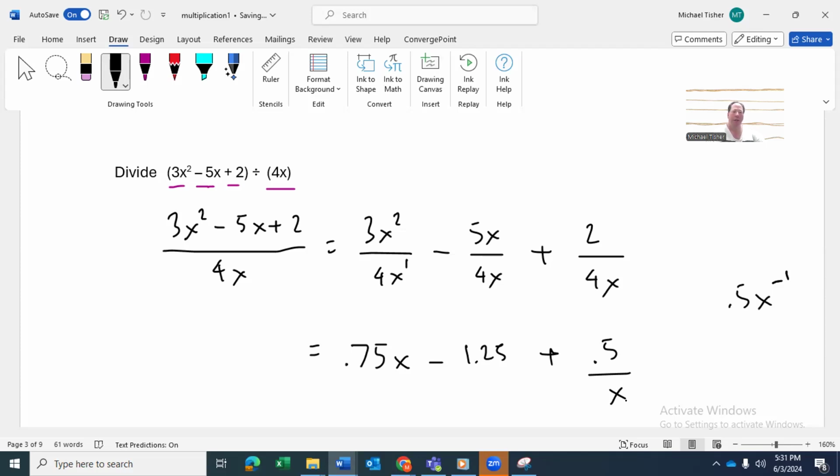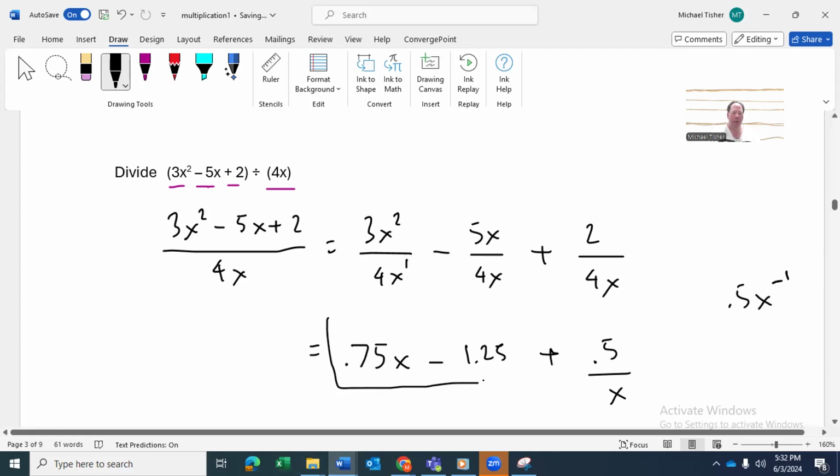Now, sometimes we actually do get a polynomial, but this time we don't get a polynomial as the answer. So that is, a polynomial divided by another polynomial may or may not be a polynomial. Okay, and that's how to divide a polynomial by a monomial.